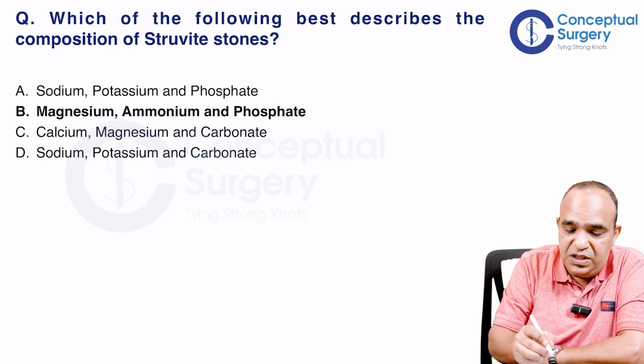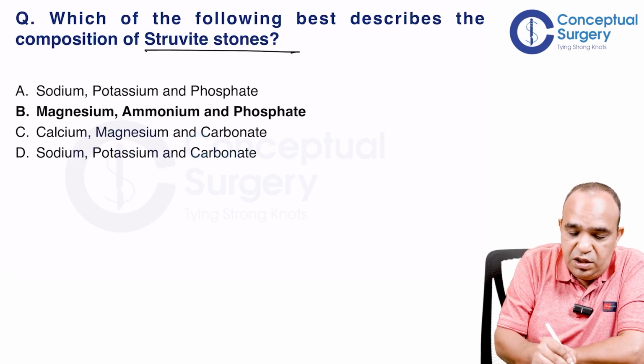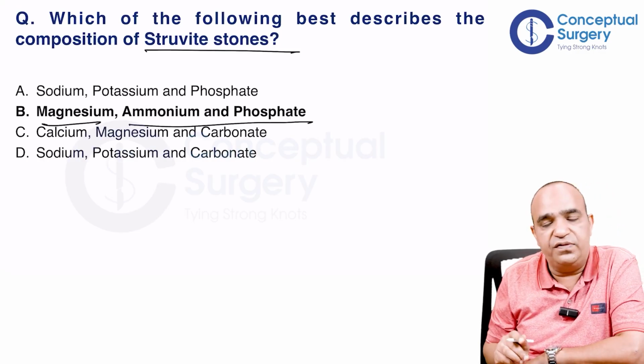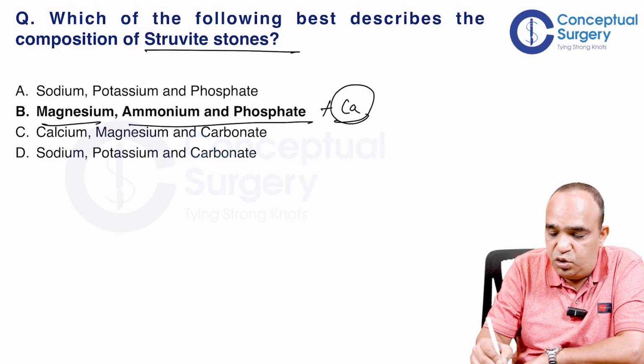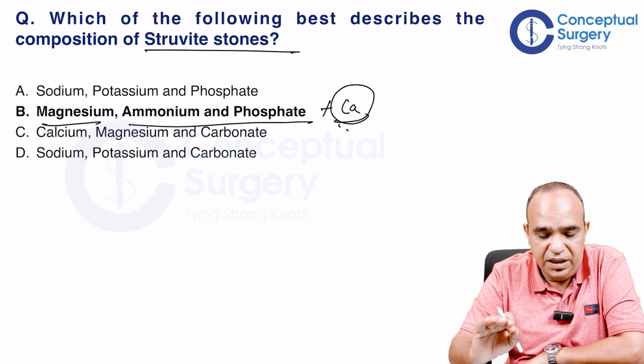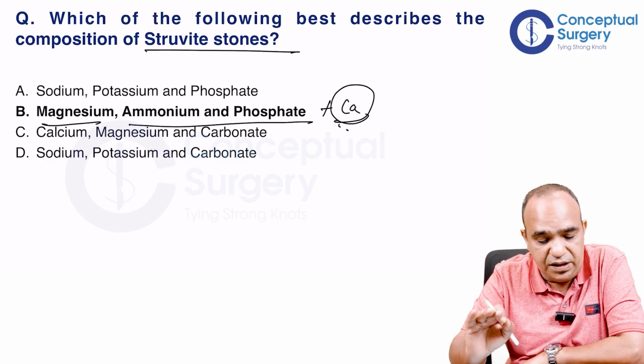Which of the following best describes a composite struvite stone? So magnesium, ammonium and phosphate. If calcium is also given, that can also be added. Calcium phosphate, magnesium phosphate and ammonium phosphate.